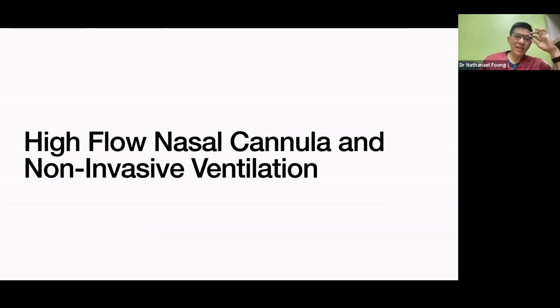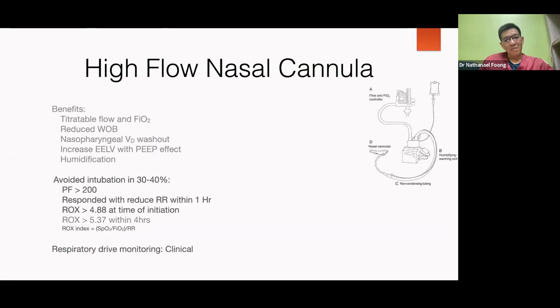When it comes to high flow nasal cannula and non-invasive ventilation, bringing them into ICU, what's the benefit here? I think the benefit of high flow nasal cannula has been known for quite some time. We've been using it for the past few years. Of course, it's titratable flow with FiO2. It helps to reduce work of breathing. It washes out the anatomical dead space, increases end-expiratory lung volume, and provides humidification.